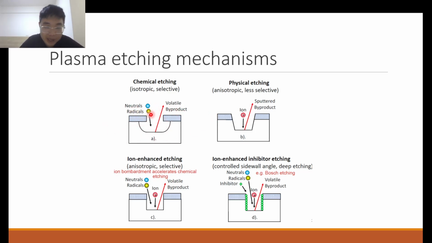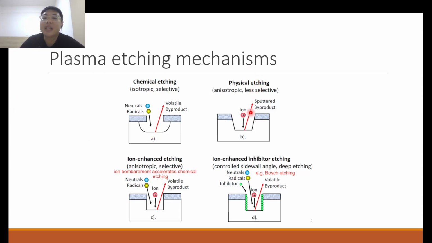Right? So it undergoes a chemical reaction and produces a byproduct. The problem with this is that it's quite similar to wet etch, except now the environment is not aqueous, but a gaseous plasma environment. But it's quite similar in the sense that there is no anisotropy. In the end, we get the isotropic etch. The etch is more or less equal in all directions. Okay, so this is sometimes desirable, sometimes not desirable.